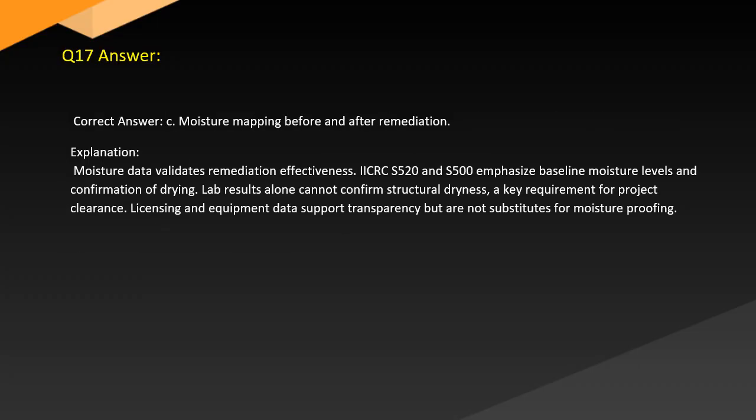Answer. Correct answer: C. Moisture mapping before and after remediation. Explanation. Moisture data validates remediation effectiveness. HRConquer and others emphasize baseline moisture levels and confirmation of drying. Lab results alone cannot confirm structural dryness, a key requirement for project clearance. Licensing and equipment data support transparency but are not substitutes for moisture proofing.